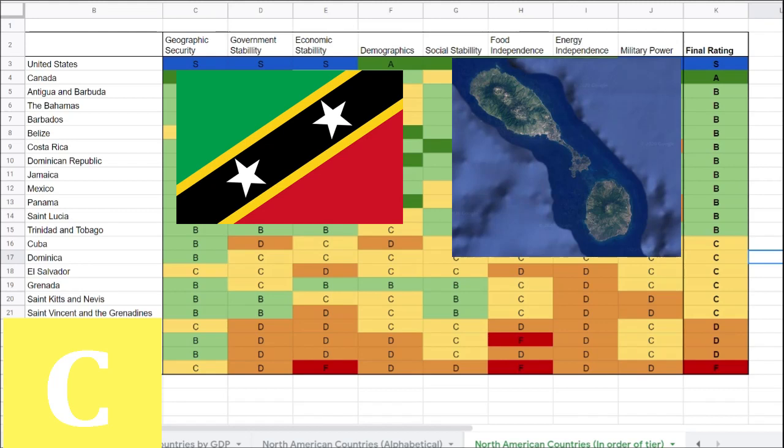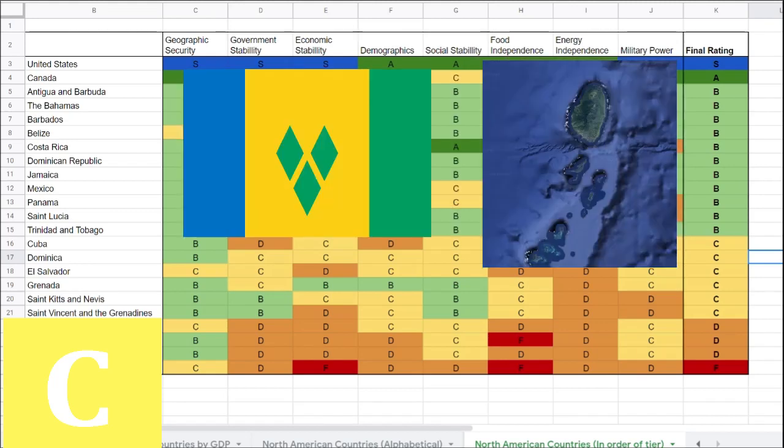Alright, St. Vincent and the Grenadines. Geographic security is B. Yep, it sure is a Caribbean island. Government stability is B. Yep, it sure is a former British colony. Economic stability is actually D. Subsistence farming is the mainstay of the St. Vincent and Grenadines economy, which is not good. That's really not an economy if it's just subsistence farming.